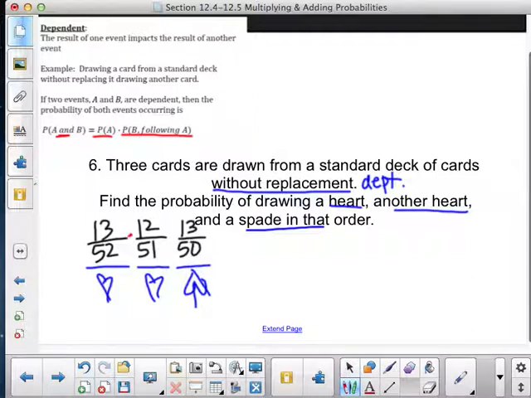So I would multiply all these events. If I multiply my numerators, I would get 2,028 over, if I multiply my denominators, 132,600, and if I divide that out, I would get 0.015.